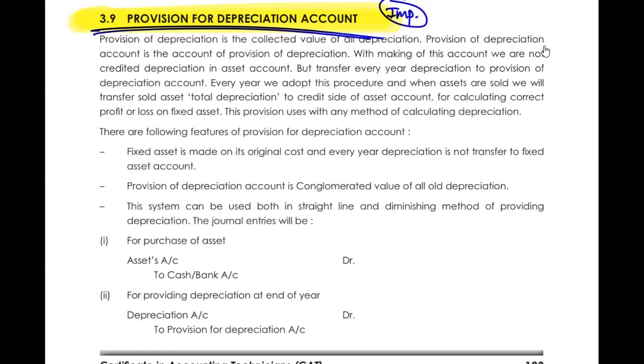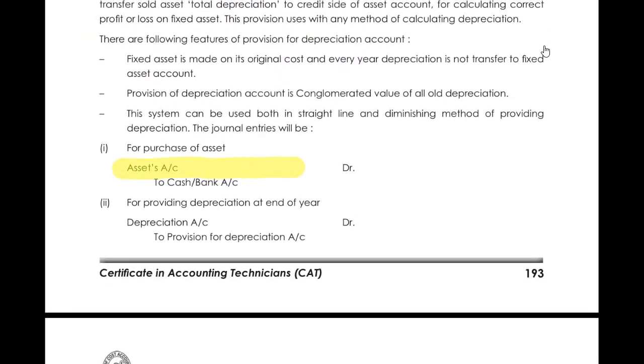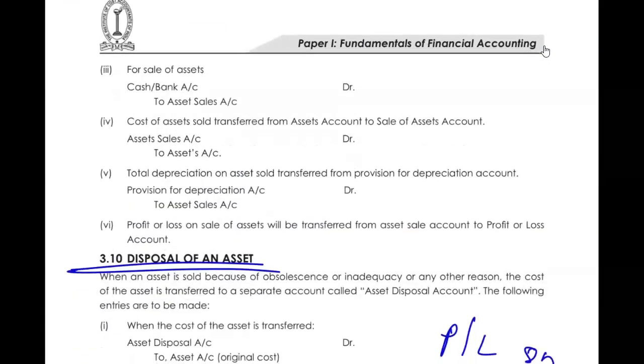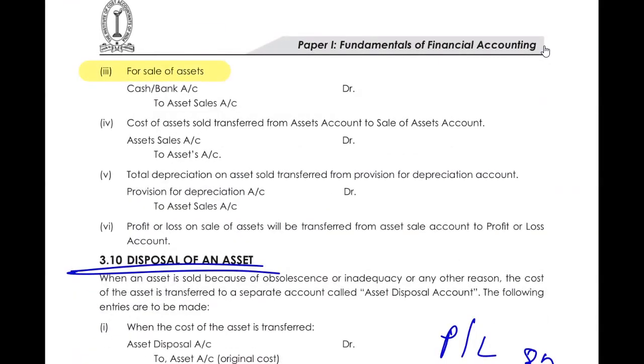So let's go to your notes. What is given? The same entry we have seen: asset account debit to bank account whenever the asset is purchased. Whenever we charge the depreciation, it will not go to the asset account, but to the provision for depreciation account in this method. Then whenever the asset is sold, the cash or bank account would be debited, and they have used the asset sales account instead of the asset for disposal account. That is one and the same thing. The name is different, but everything is same.